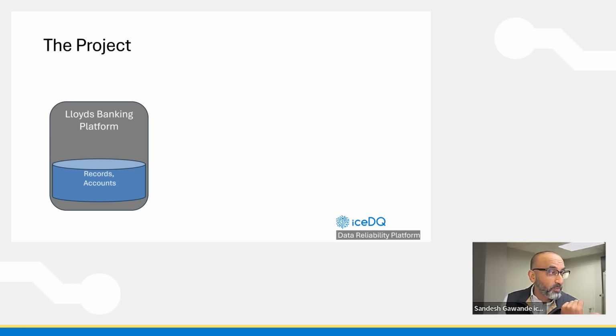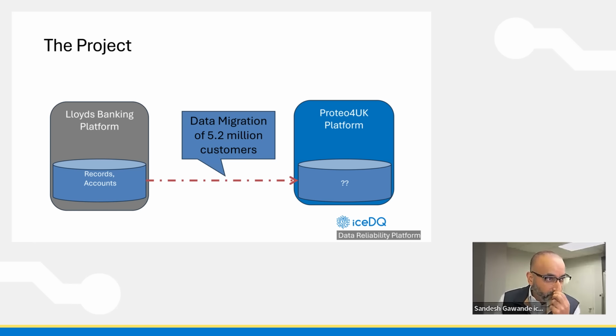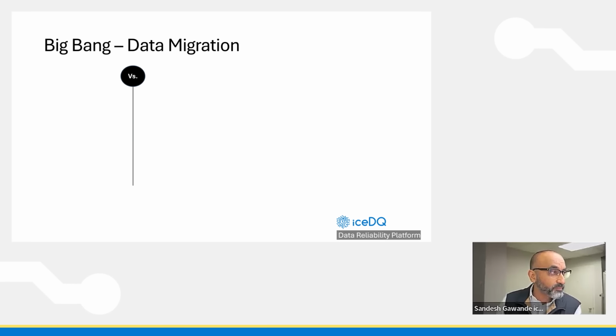They had a Lloyds Bank platform, and they had to migrate it to a new platform called Proteo for UK, and it was only a migration of 5.2 million customers. Even that one failed, and as I showed in the earlier slide, they had about $1 billion in losses because of this migration failure. So why did it fail? Let's look into it so we can learn from it.